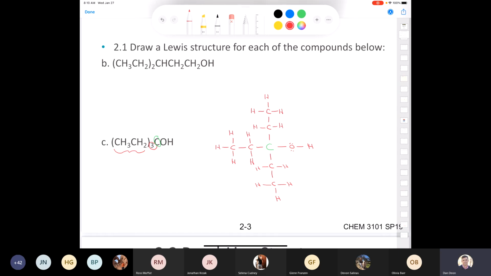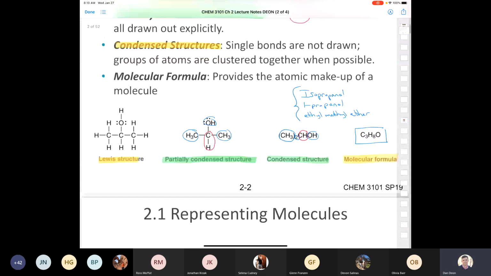This is a skill that you're definitely going to have to be able to do: take a condensed structure and draw a Lewis structure from it. So I want to go back and address a question that showed up in the chat.